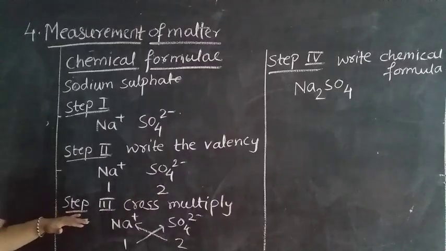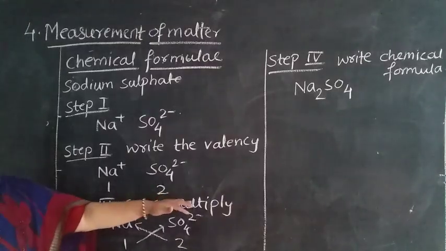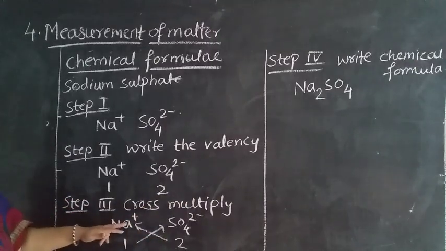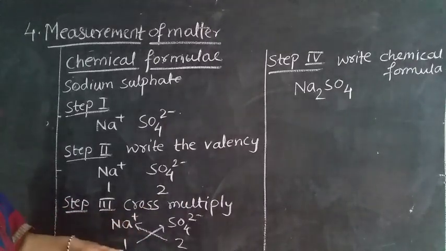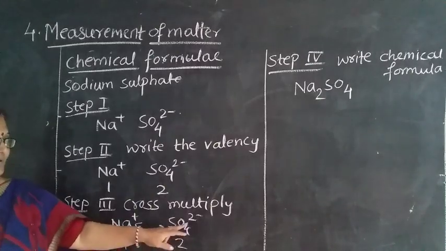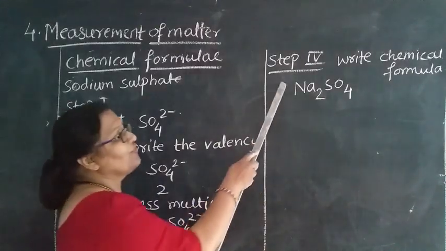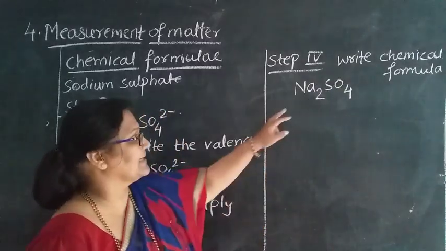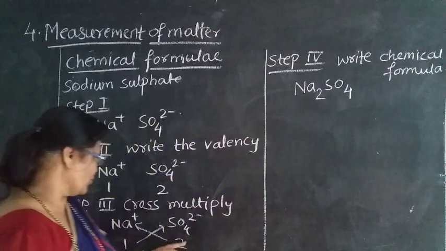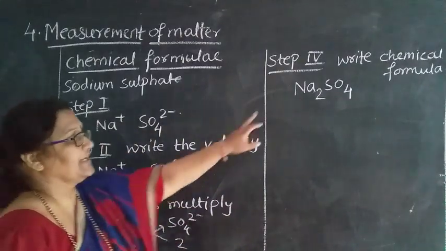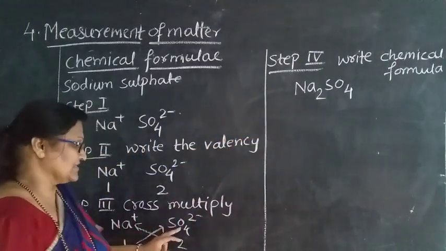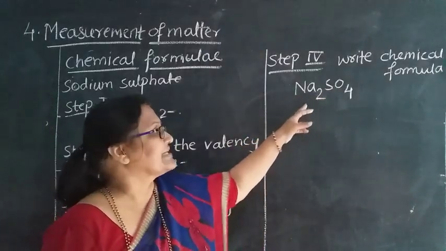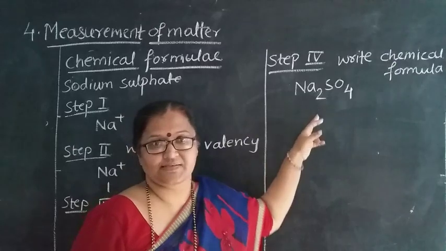So then third step, what you have to do? You have to cross multiply. That means 2 you have to attach with Na+ and 1 with SO4 2-. So we get the fourth step, that is writing the chemical formula. That is 2 into Na will be Na2 and 1 into SO4 2- will be SO4. You can write the formula of this: Na2SO4.